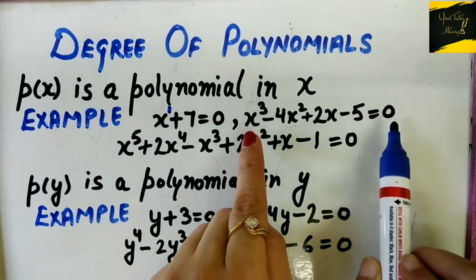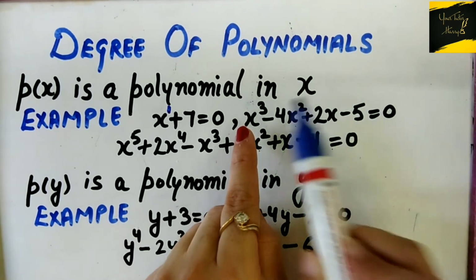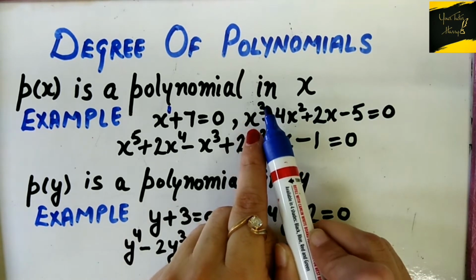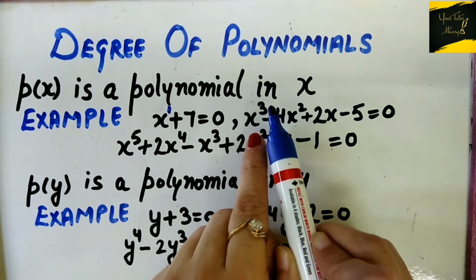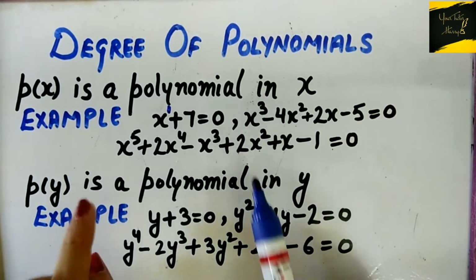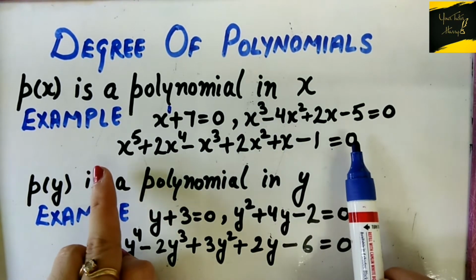What is the highest degree in this polynomial? That is x raised to power 3, x cube. 3 is the highest degree for this polynomial. And let's talk about another example.